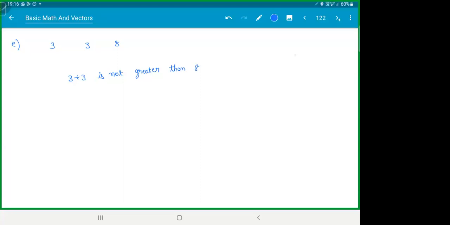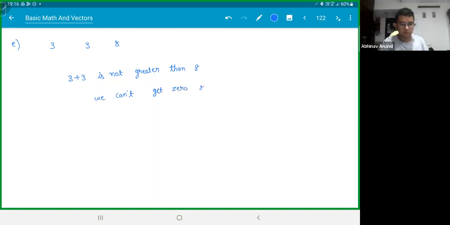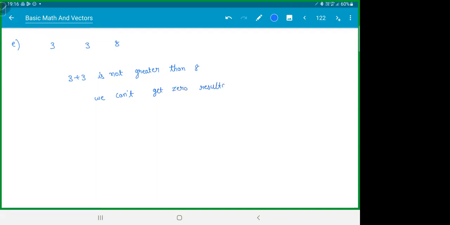When I said this thing, someone said last time, sir, why can't I make it like this? 3, 3, and there it formed a triangle. But did you come back to the same position? When I say form a triangle, all the heads and tails should be joined together. You can't extend like this. So we can't get a 0 vector here. So what is the minimum value here? So 2. We can't get 0 resultant.